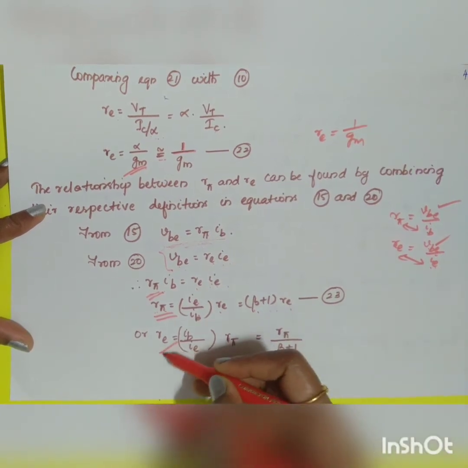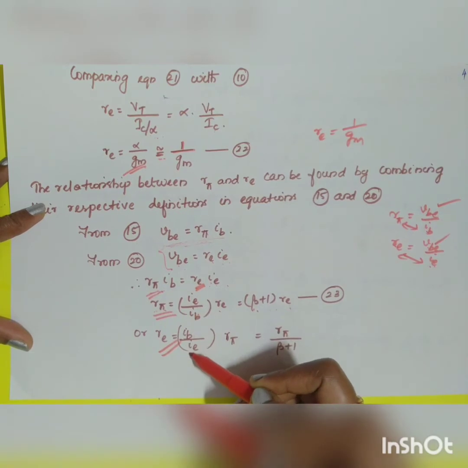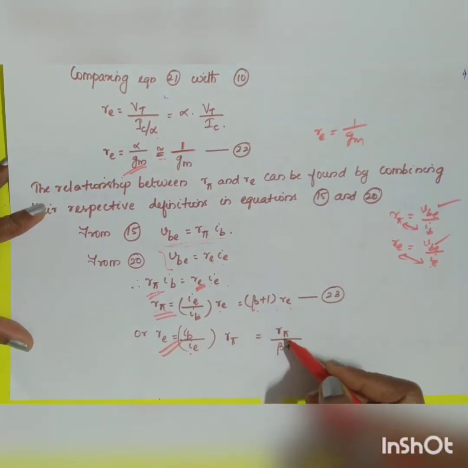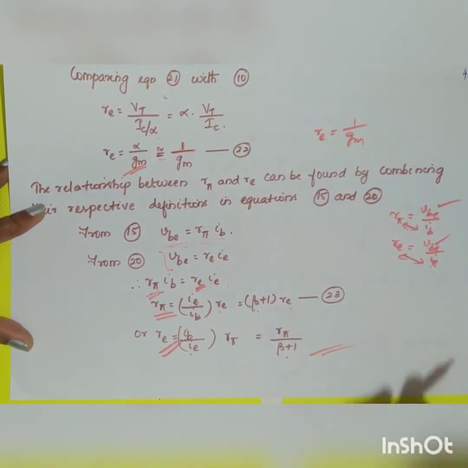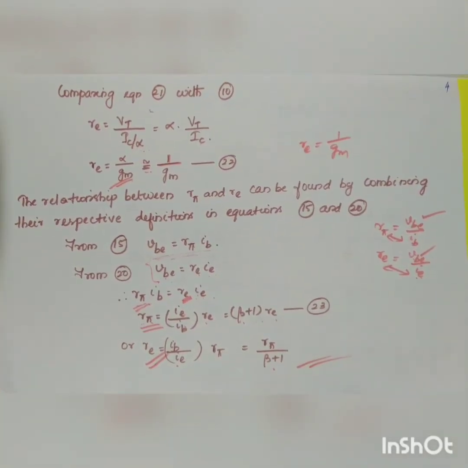Or you can take Re from this. What is your Re? Re is equal to IB divided by IE into Rπ, which is equal to Rπ divided by (β + 1). So these are your two relationships between your Re and Rπ.